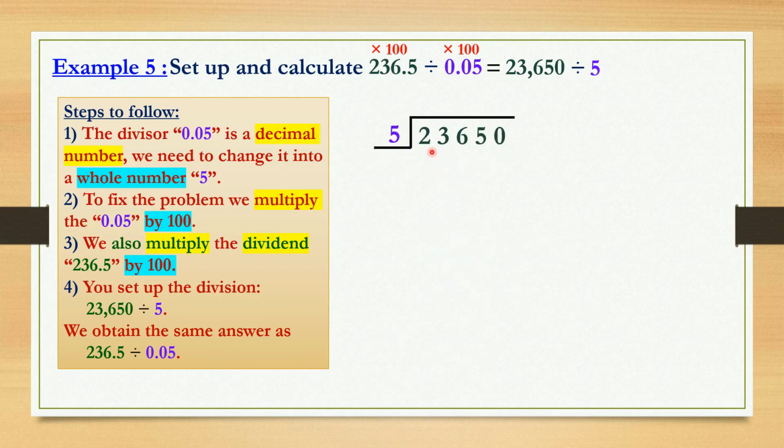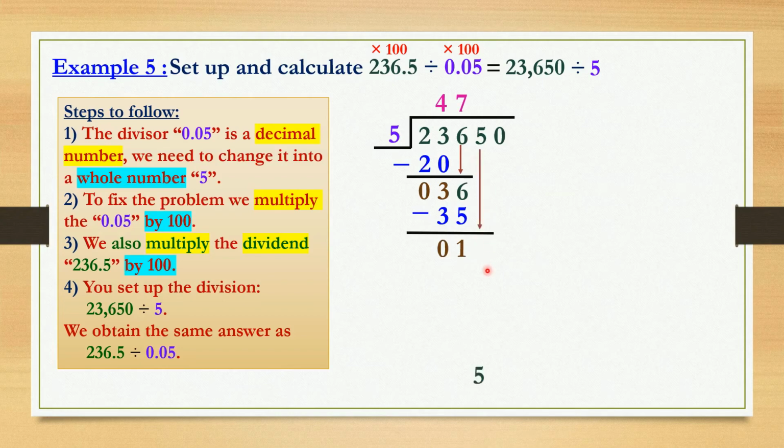It's easy here. We take 23. 23 is not a multiple of 5. I have 20. 5 times 4, it's 20, and the remainder is 3. We slide the 6. 36 divided by 5, it's 7. Minus 35 equals 1. We slide the 5. 15 is a multiple of 5. 15 divided by 5, it's a 3. Minus 15, remainder 0. Now we still have 1 digit to slide, the 0.